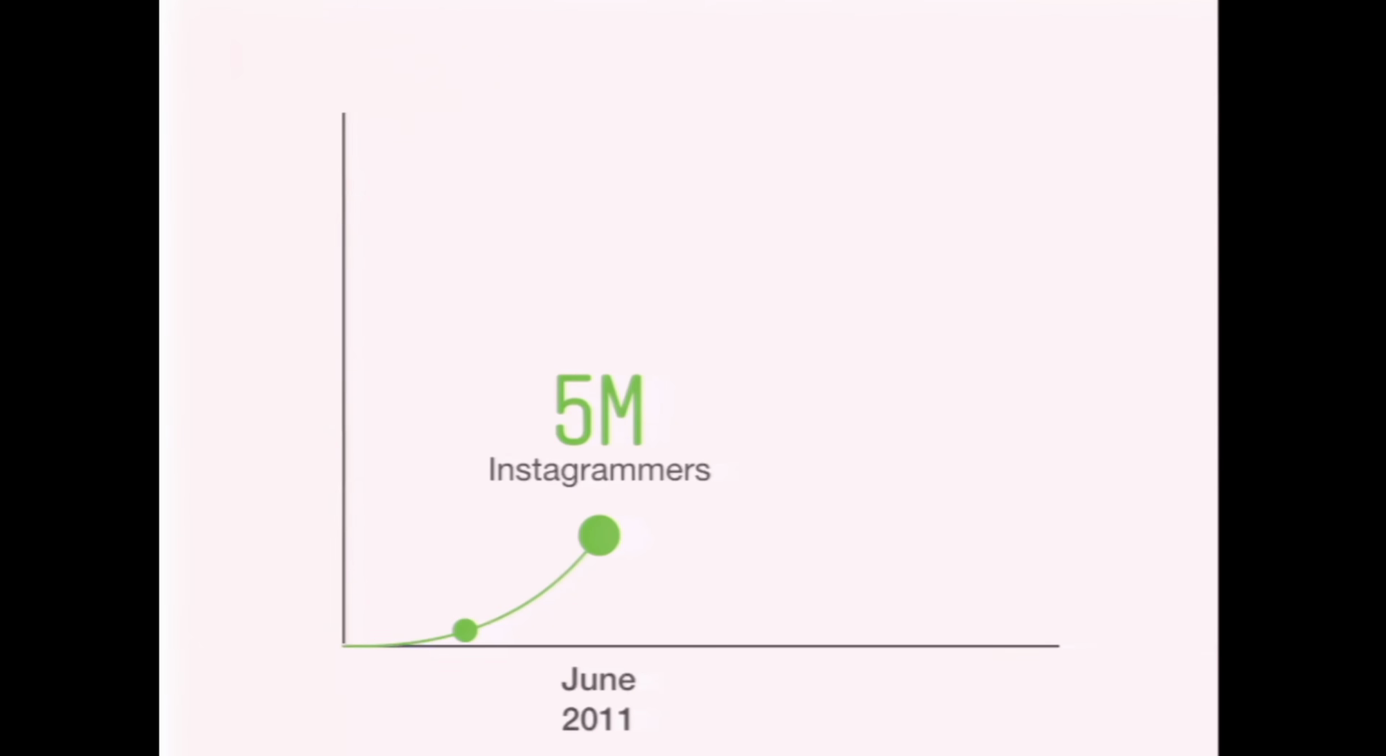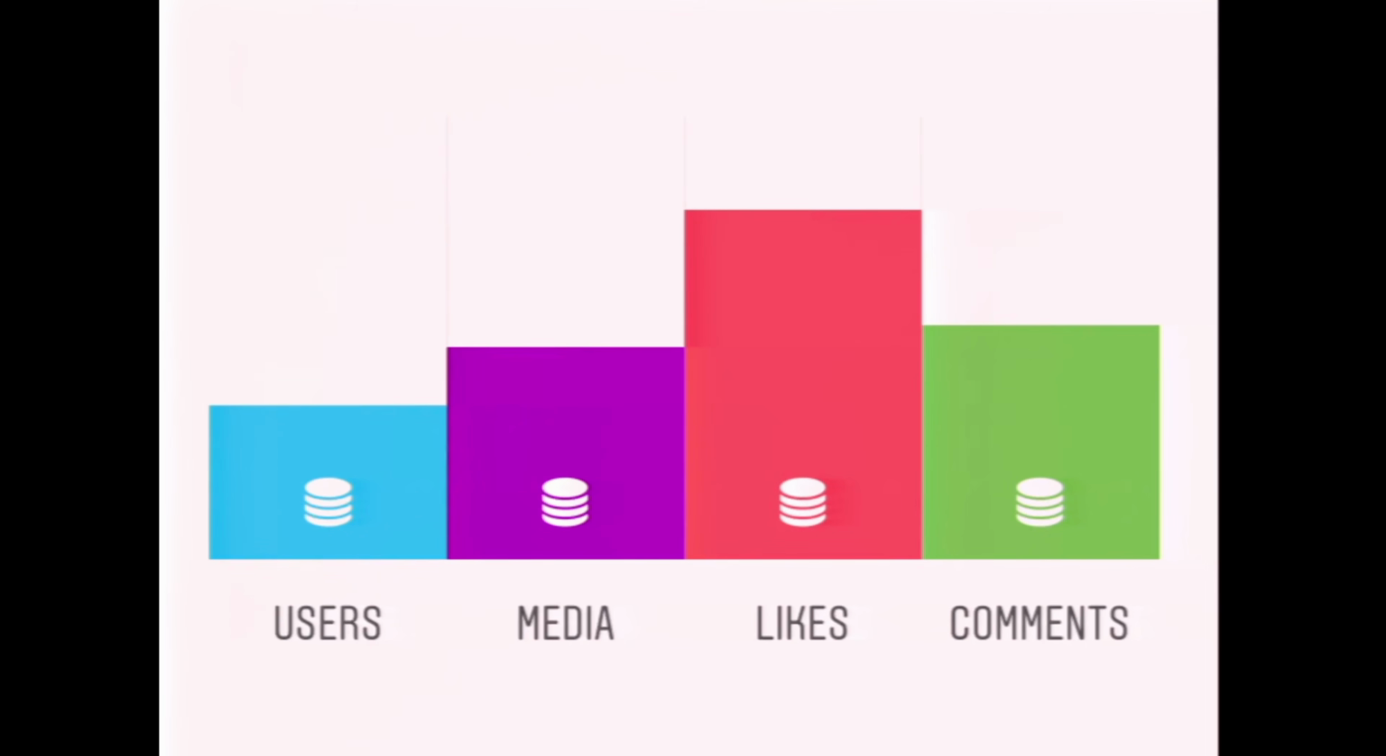By June, July 2011, Instagram had about 5 million users. At this point, all of these 5 million users, all of their data was stored in PostgreSQL and accessed via the Django ORM. They did use vertical partitioning by model to allow storage in multiple databases. So there was a database for users, one for media, one for likes, one for comments, etc.